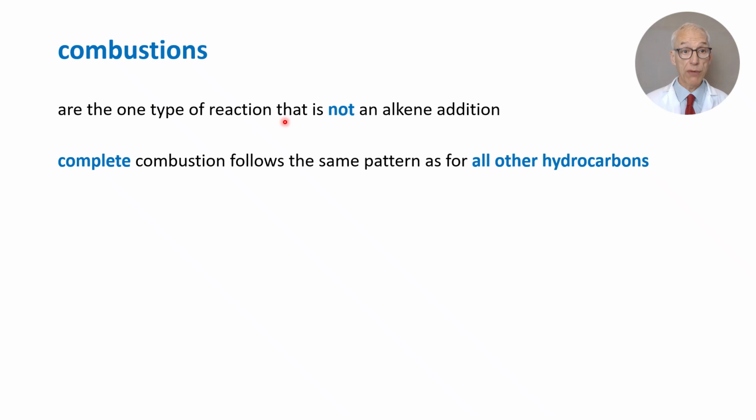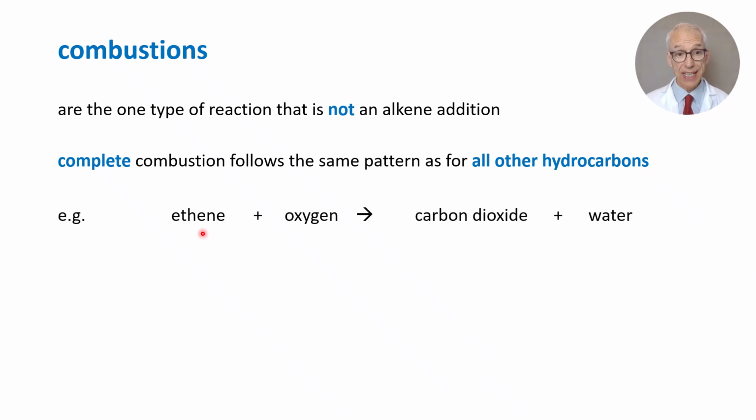Now there is one reaction in the specification that is not an alkene addition. It's the complete combustion, which follows the same pattern as for all other hydrocarbons. So if we just look at an example, ethene and oxygen goes to carbon dioxide and water. We have complete combustion to form carbon dioxide and water.